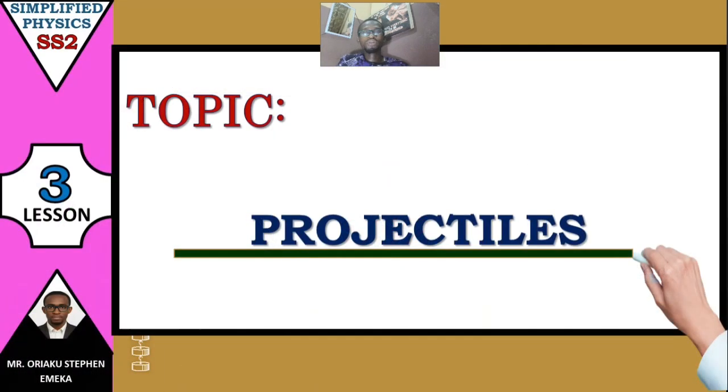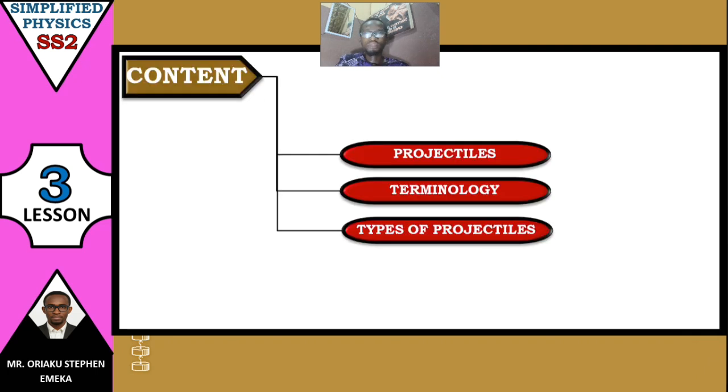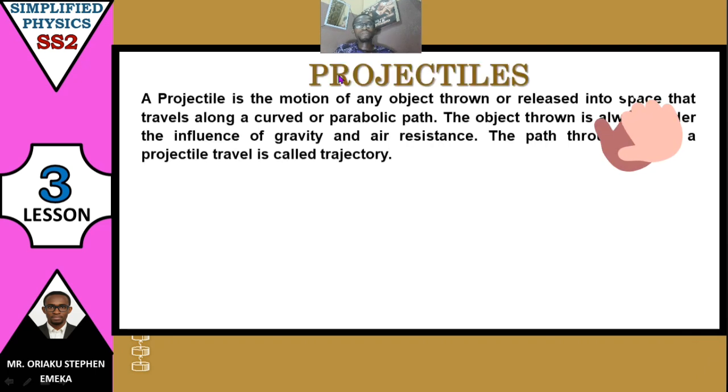So we are going to be talking about the topic called projectiles. What are we going to be focusing on in this lecture? Projectile. What is a projectile? A projectile is the motion of any object thrown, or released into space, that travels along a curve or parabolic pattern.